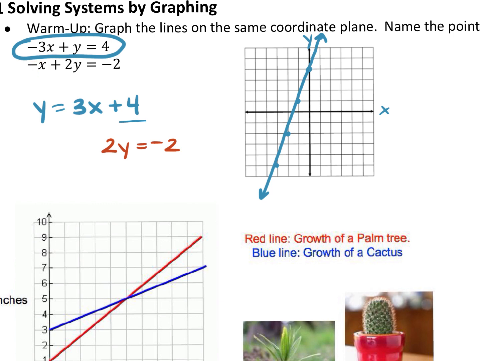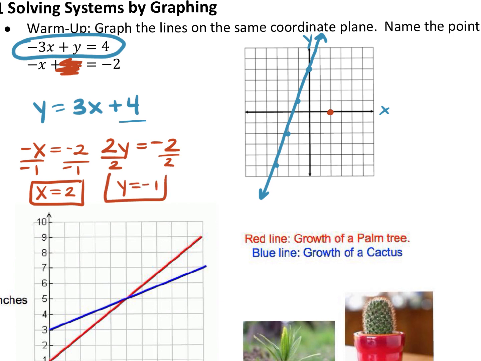If instead we ignore the y portion of it, then our equation would be negative x equals negative 2. Okay, if we solve both of those, divide by negative 1, divide by negative 1, then x is 2. What does that stand for right now? What's that representing? The x-intercept, right? That's where we hit the x-axis, okay? So if x is 2, then on the x-axis, I'm going to put a point at 2. Okay, now solve the other part of it. Divide by 2, and y is negative 1, okay?